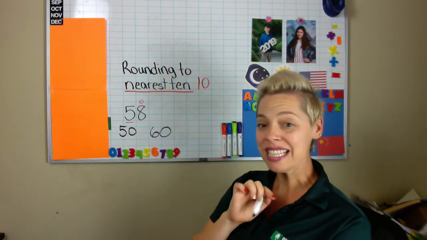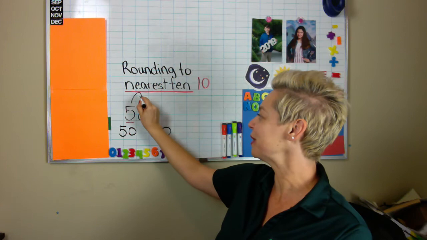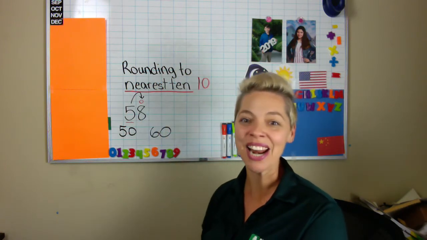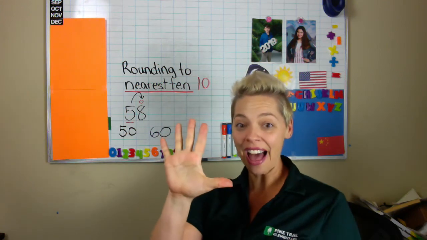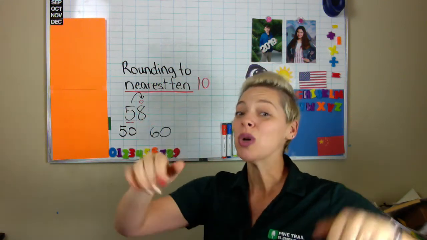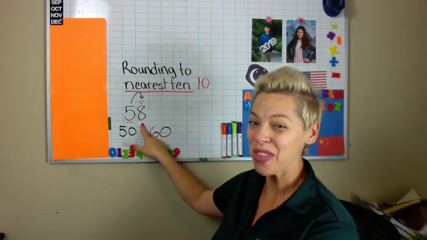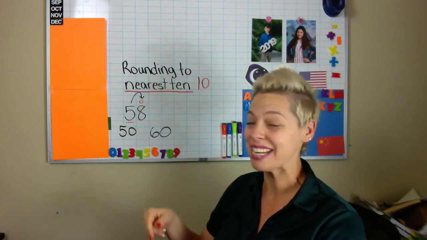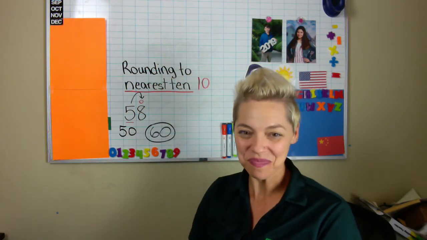Now, when rounding to the nearest 10, I'm going to look at the tens place and then I'm going to look next door at my ones. And I notice I have 8 ones. The rule is if you have a 5, 6, 7, 8, or 9, you round up. So with this 8, I know that I'm rounding up to the nearest 10. Therefore, my answer will be 60.